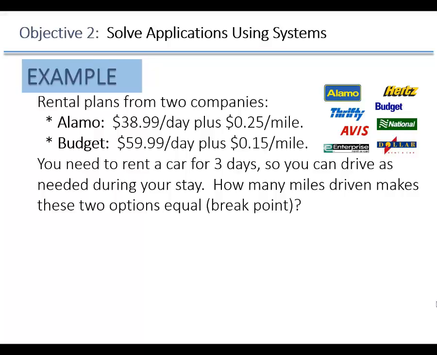Hi everybody. There's one more example that I wanted to work through in class today, and let's take a look at that now. So we have two car companies, Alamo and Budget Rent-A-Car, that both have a compact rental available, but they have slightly different price structures.